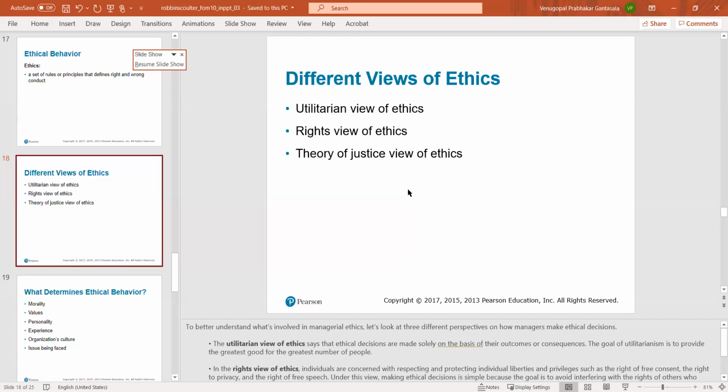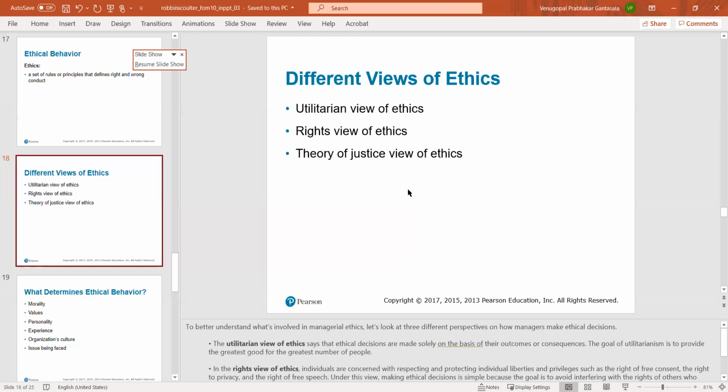So I think ethical practices really matter. You might lose money in the short term because you're trying to be ethical, but you build a stronger reputation, you build customer loyalty. So being ethical, it just pays off. And you have different views of ethics, how you can look at ethics. The first one is called the utilitarian view of ethics.